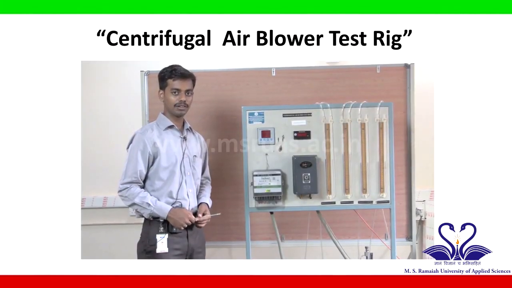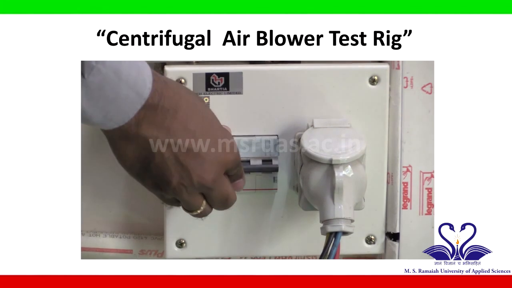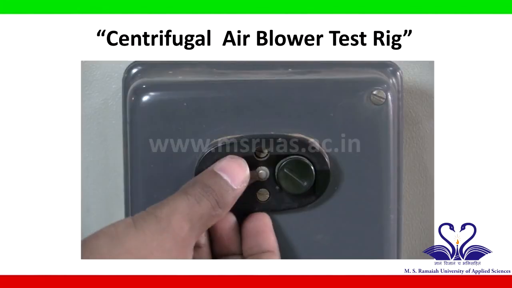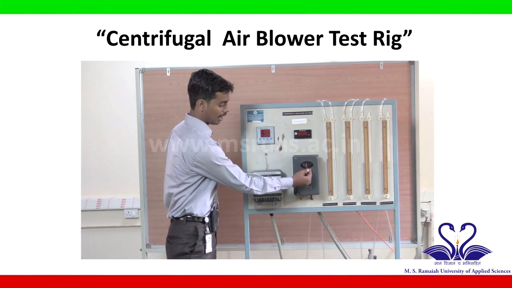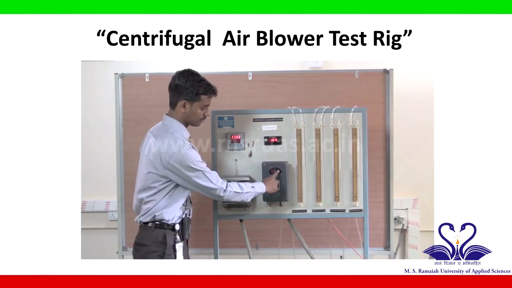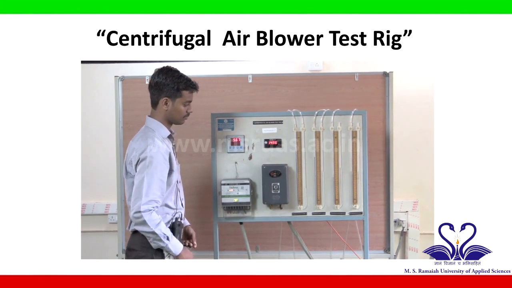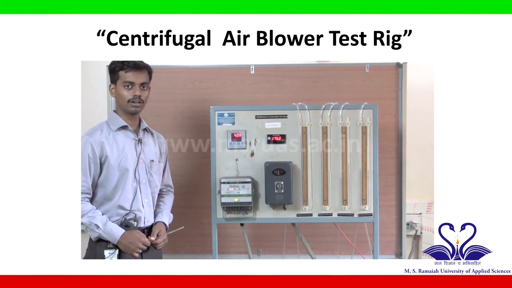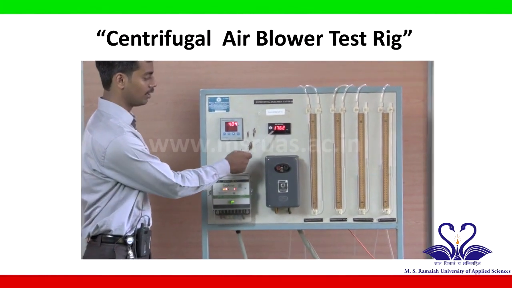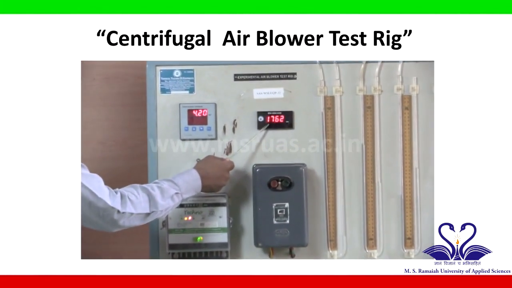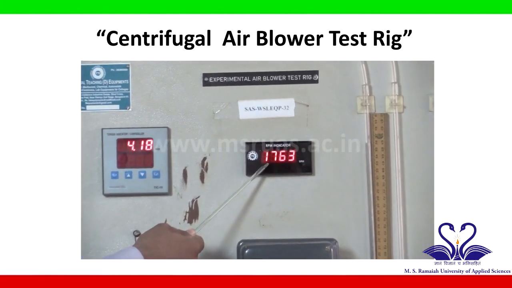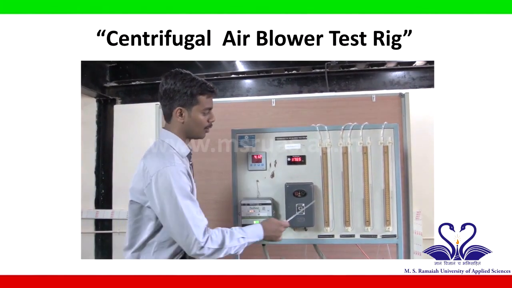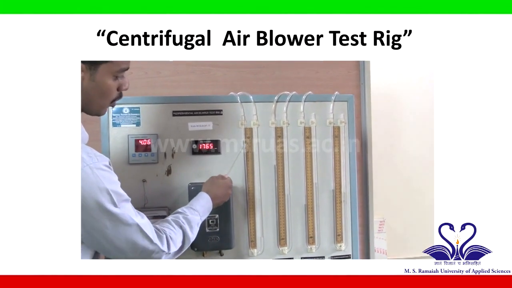Before starting the experiment, we have to switch on the main switch, which is present behind the experimental setup, and afterwards we have to remove the lock pin on this blower switch and then switch on the blower. I have connected a forward curved vane inside the blower, and we can see the speed of the shaft of the blower over here. It is showing a value of around 1760 RPM. The differential pressure of the venturi meter can be observed in the difference of the water column over here.